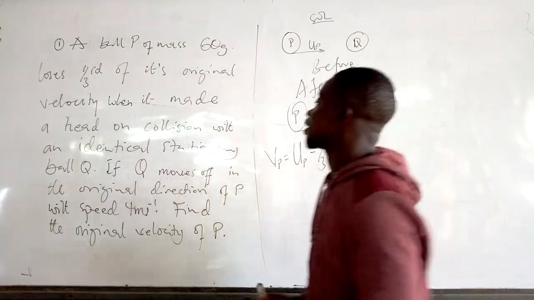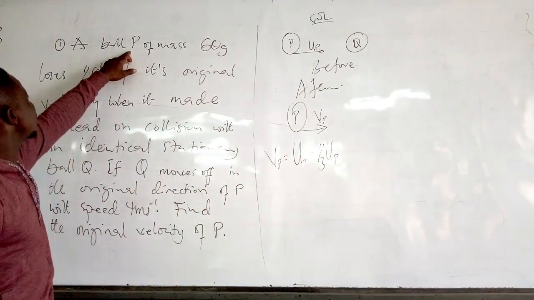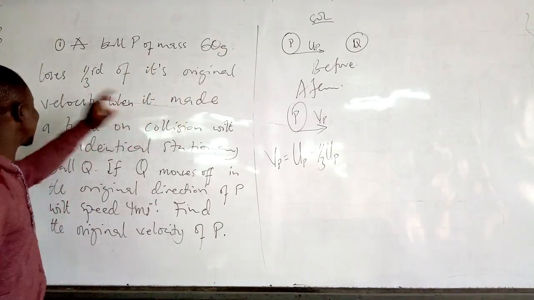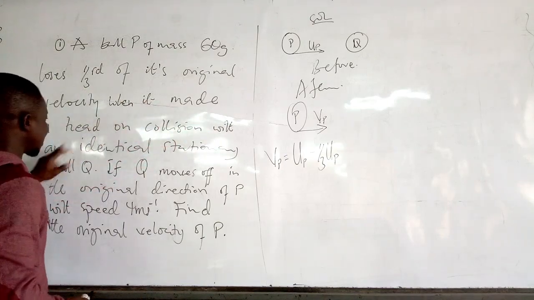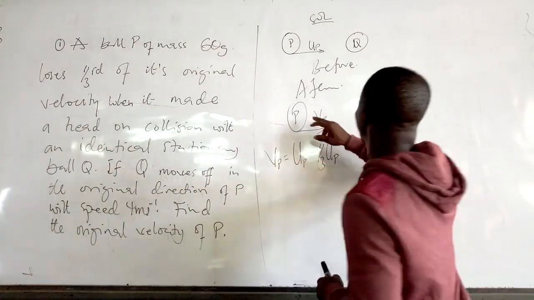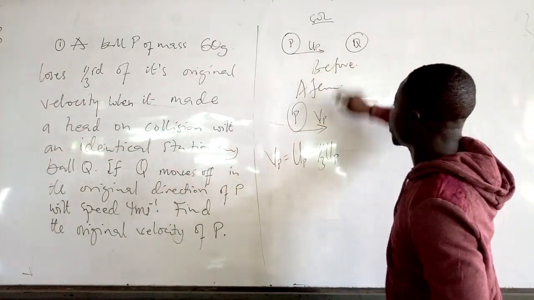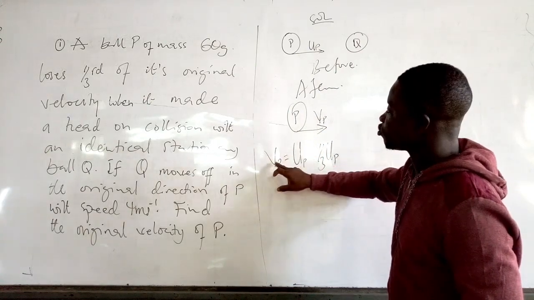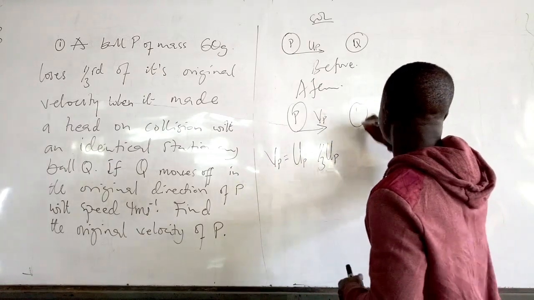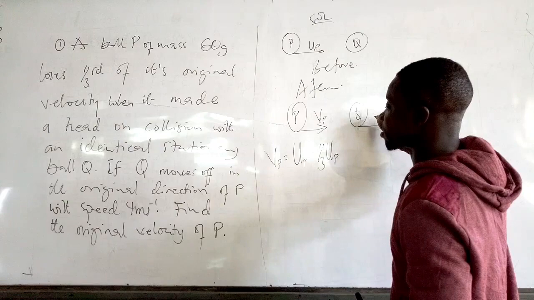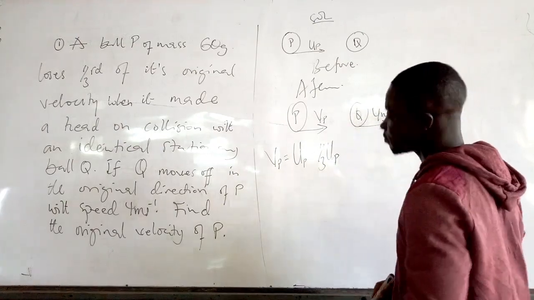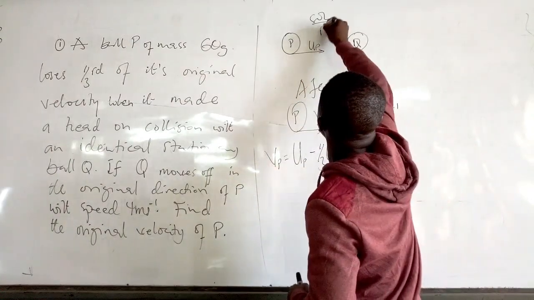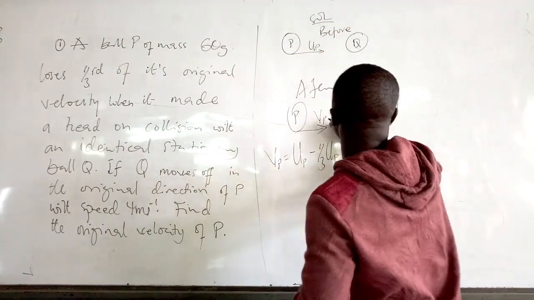Why? Because we are told that P loses 1/3 of its original velocity when it made a head-on collision with an identical stationary ball. So we subtract that 1/3 of its original velocity from this to get the velocity that P moves with. And Q moves off with velocity 4 meters per second. Good. So this is before collision, and this is after collision.